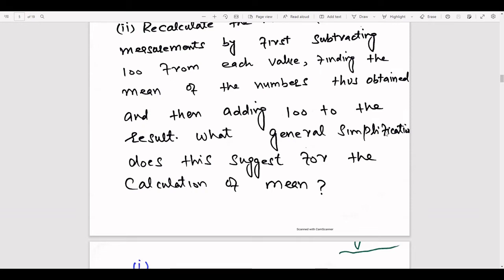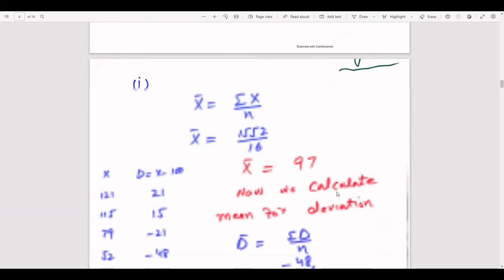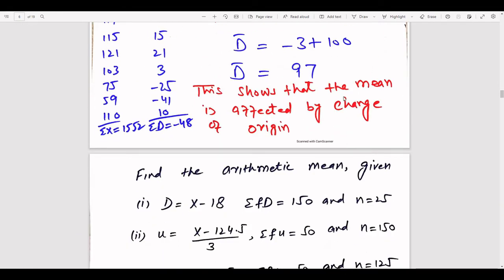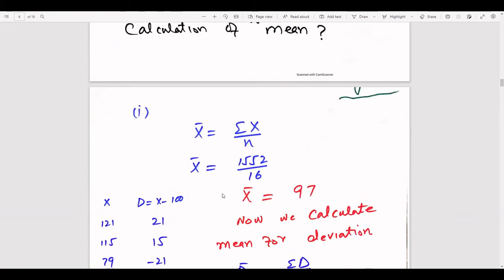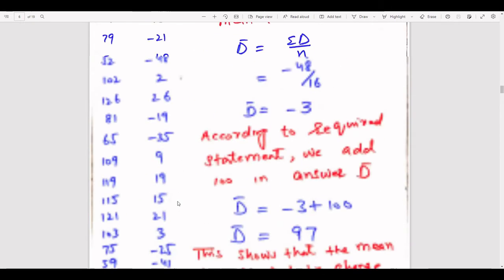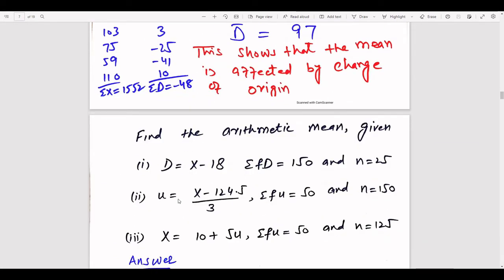What general simplification does this suggest for calculating the mean? This shows that the mean is affected by change of origin. It means if you change your origin, that is, from each observation you subtract 100, you change your origin. When you subtract something from the data, you change the origin, so it affects the value of the mean. We can prove this.